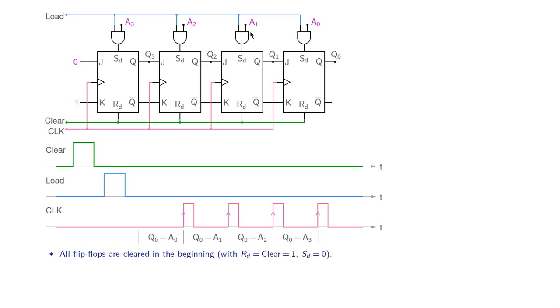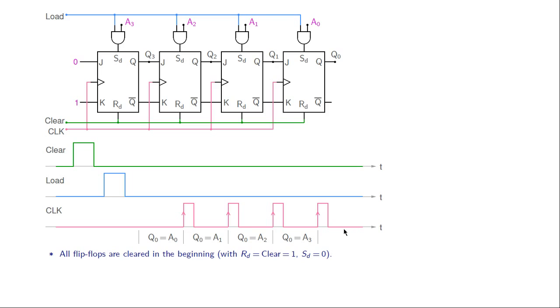And A3, A2, A1, A0 represents a binary number. And what we are going to do is to load this binary number into these flip-flops to begin with. These are the signals being applied. A single pulse here for the clear signal, single pulse for the load signal, and this clock signal has been derived from a free running clock and some logic. So the first pulse starts here and there are a total of 4 clock pulses.